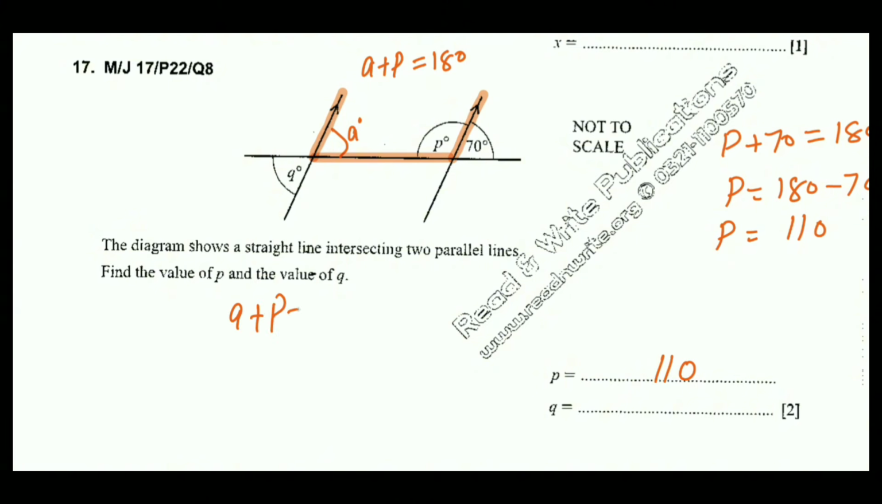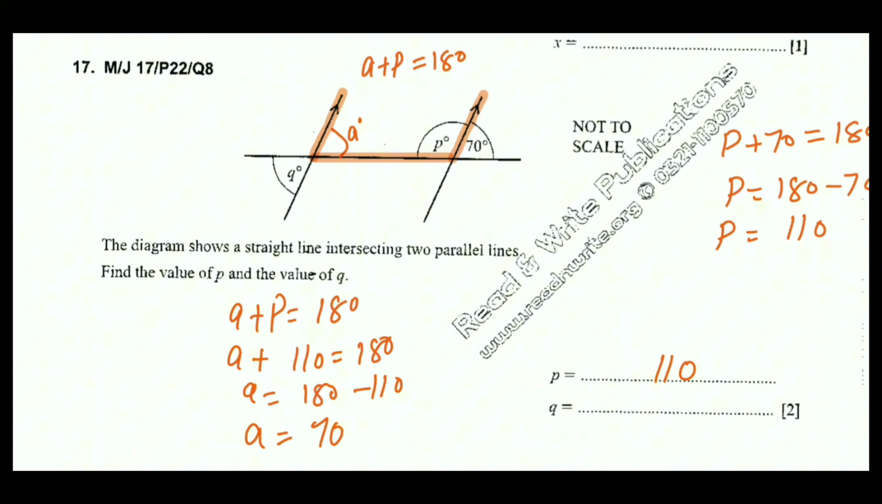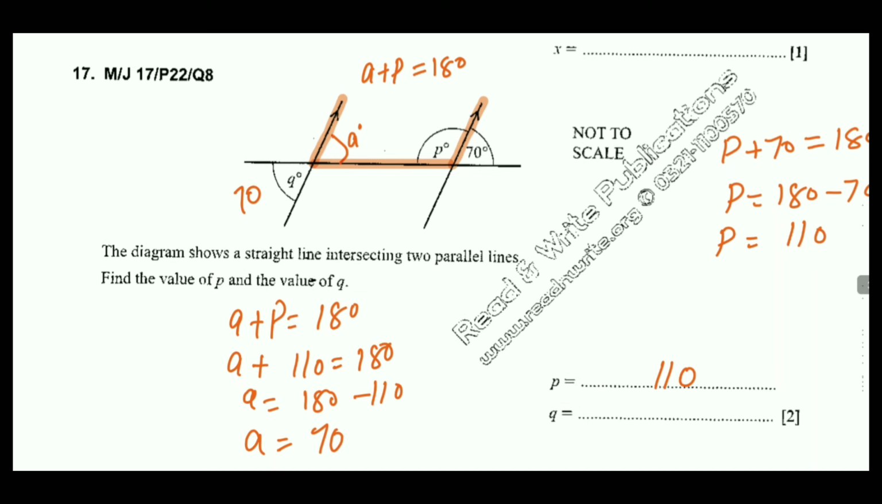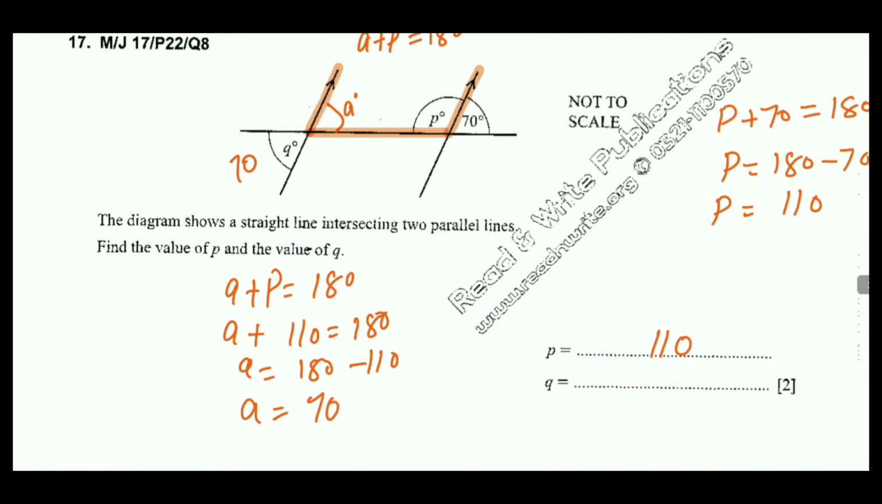So A plus P is equal to 180. A plus 110 is equal to 180. A is equal to 180 minus 110. A is equal to 70. So if A is equal to 70, Q is also 70 by X property. So Q is also 70. Vertically opposite property. So we have used here supplementary angles property and vertically opposite angles property.